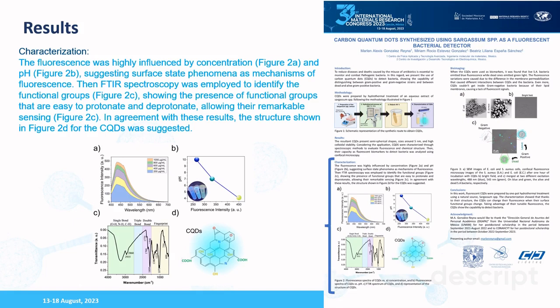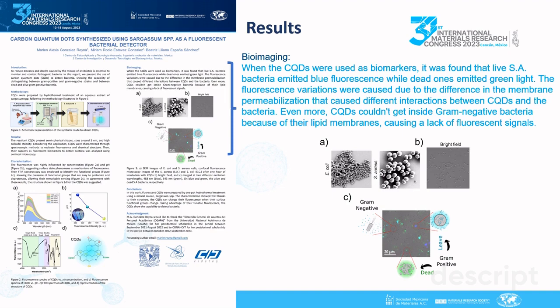Then, FTIR spectroscopy was employed to identify the functional groups, figure 2c, showing the presence of functional groups that are easy to protonate and deprotonate, allowing their use in sensing. In agreement with these results, the structure shown in figure 2d for the carbon quantum dots was suggested. The capability of carbon quantum dots to act as biomarkers was demonstrated using gram-positive Staphylococcus aureus and gram-negative Escherichia coli bacteria through confocal microscopy after an hour of interaction.